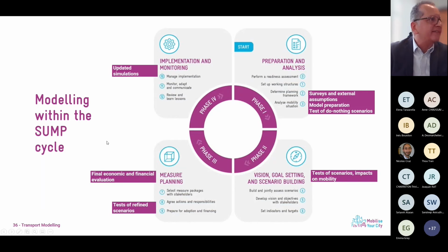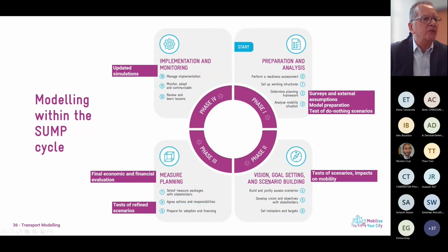And then I think it's the last slide for this section, just to show how and where the modeling finds its place inside the SUMP cycle, the Sustainable Urban Mobility Plan cycle. The start is the preparation and analysis phase, and during this stage it's the time where you can have the surveys and the development of external assumptions, such as the future evolution of the city or of the fuel cost and so on. The model preparation and the test of do-nothing scenarios, which are very useful for the diagnosis.